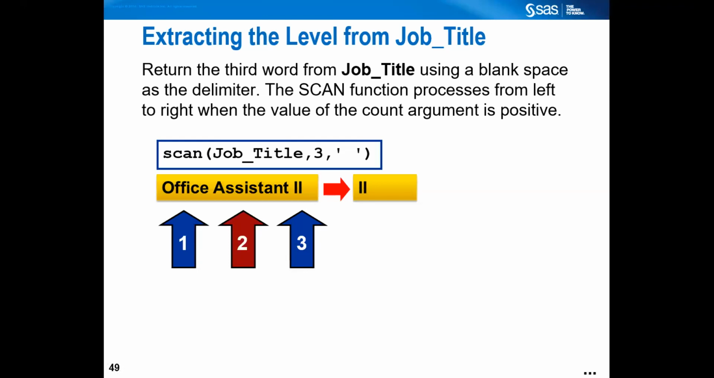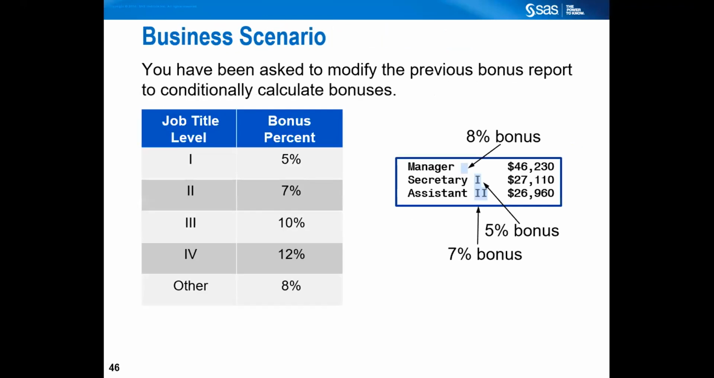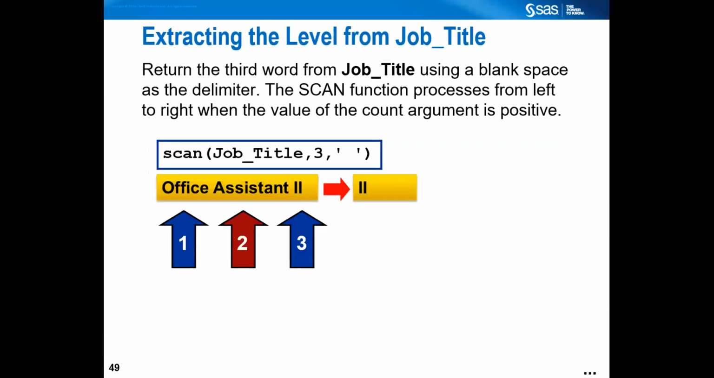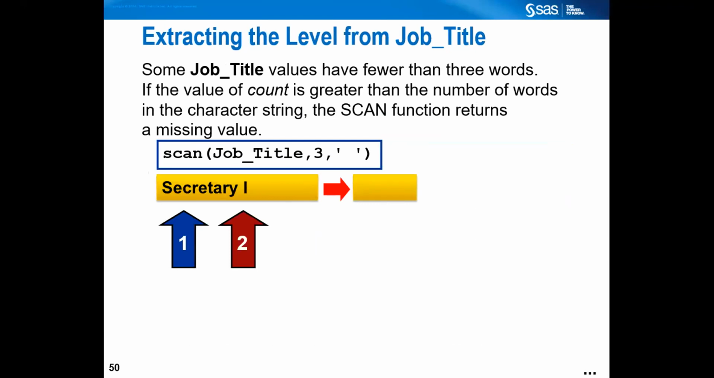No. Why? Because manager does not have any level, but look at secretary, look at assistant. The level is not at the third position in this scenario, correct? So that is what it's telling here, that when you are working on this type of values, this position is not going to work out. So it's going to give us a blank value.